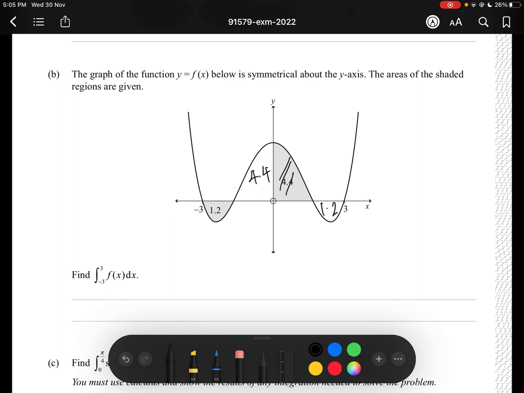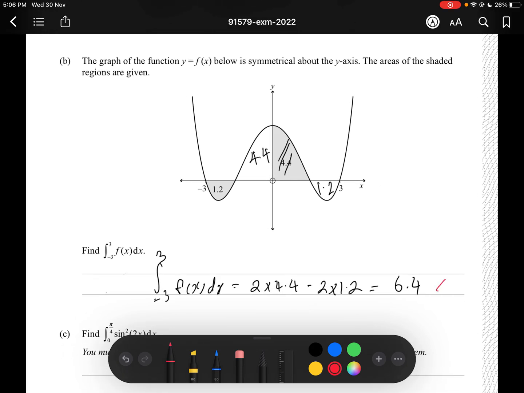For this question, we're just going to add up the areas, but keeping in mind that if the graph is below the x-axis, it's going to give us a negative integral. So in this case, we're going to have 2 times positive 4.4, minus 2 times 1.2. And that should give us an answer of 6.4. This should just be another standard Achieved level question, not too much hassle there.